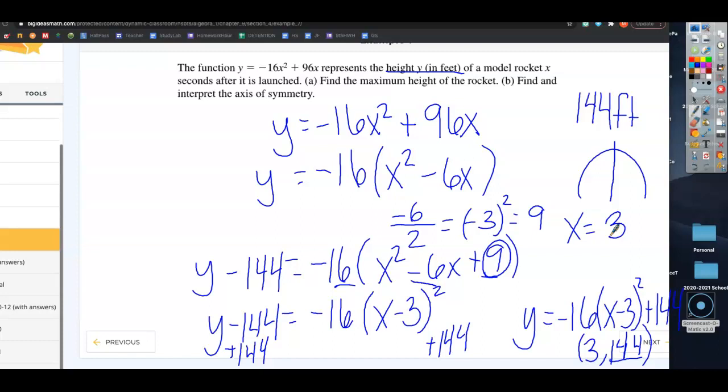It says to interpret it though. So what does it mean? What is the label for x? Seconds. Good. So x is seconds, so 3 seconds. After 3 seconds, it reaches the maximum height, and then what happens? That's where it starts to fall. So at 3 seconds, the rocket is no longer going up. It'll be the turning point for it to go down. Okay? So that's how you would interpret the axis of symmetry.